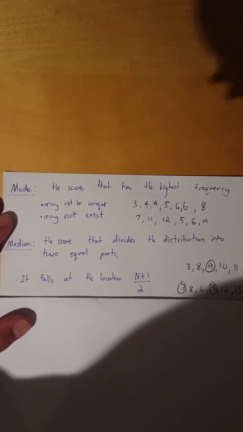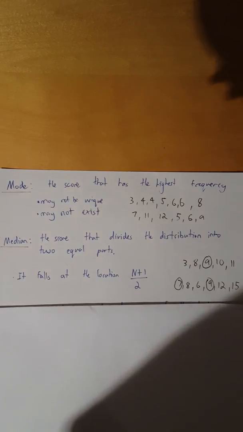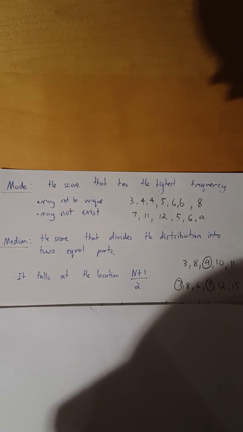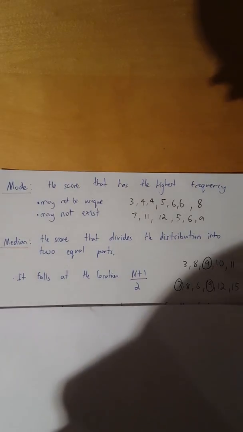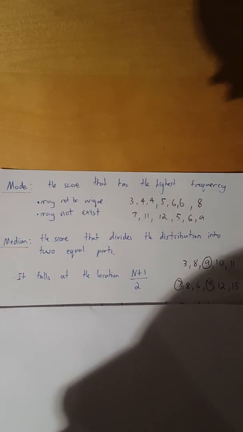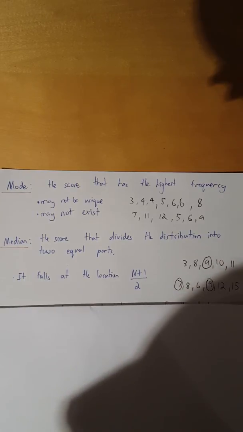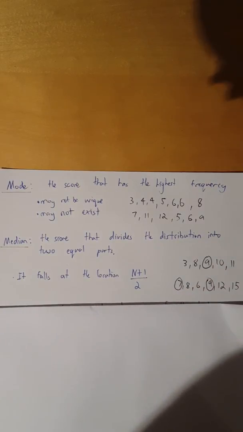Next, we're looking at the median. So the median is the score that divides the distribution into two equal parts. So a good way to remember it is basically it's the middle score. I've written there that it falls at the location n plus 1 over 2. So here that n is the number of scores we have in total. So in the first set, we have 3, 8, 9, 10, 11. 9, that occurs in the middle. There's n equals 5 plus 1 over 2. That's 3. So it's the score that occurs in the third spot.